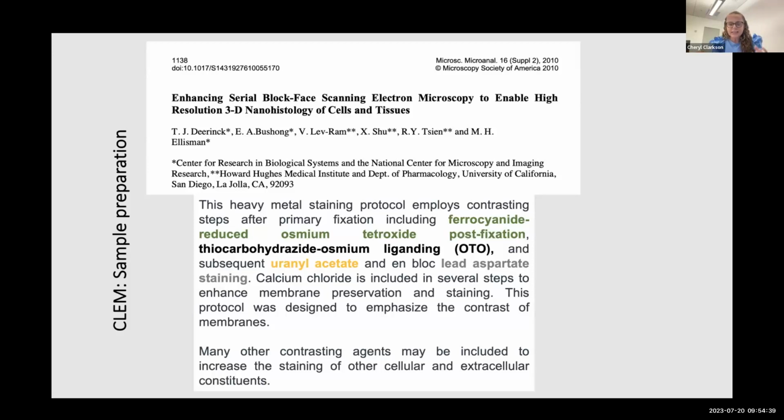The only thing is that sometimes it overstains the membranes, because the idea is to pump our sample prep with a lot of heavy metals, which gives us a lot of signal that is easier for our imaging. But if your target is something membrane-ish, probably this is not the best approach. So you need to fine-tune this protocol.